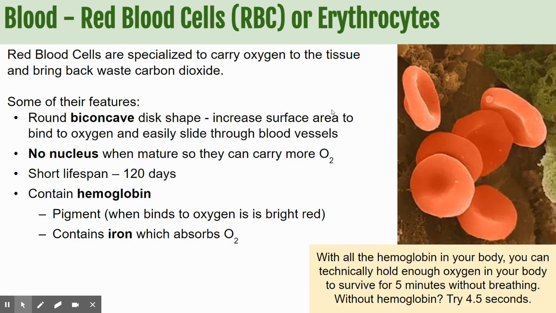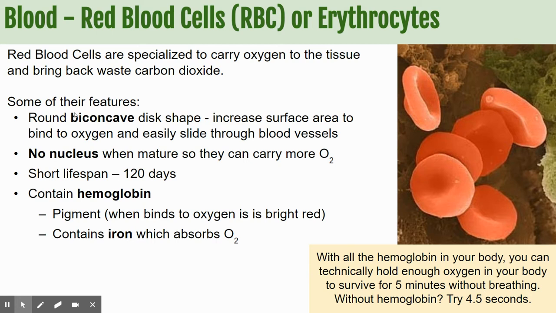So let's start with red blood cells. You might see them abbreviated to RBC or called erythrocytes. These blood cells are specialized to carry oxygen. That is their main goal, to get oxygen to the tissues and then bring back the waste carbon dioxide so it can get expelled outside the body.